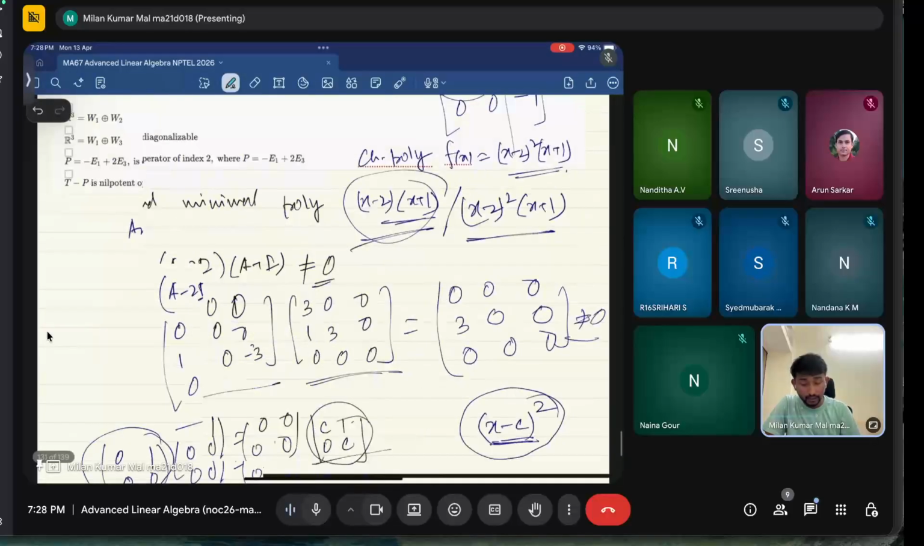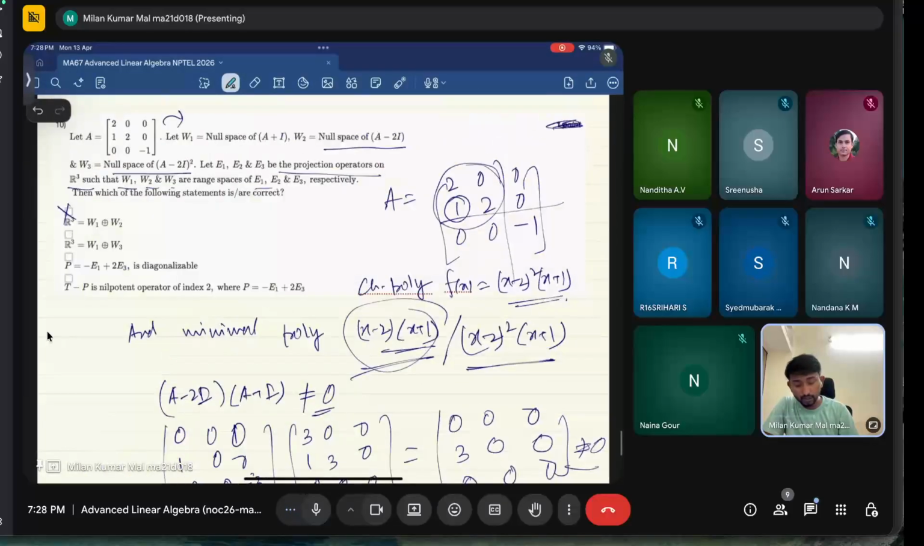So that means this option is not correct. This option is correct, and it's clear that W2 is the eigenspace corresponding to the eigenvalue 2, but that eigenspace is not enough to form the basis of the vector space V. If it were enough, then the matrix would have to be diagonalizable, but this matrix is not diagonalizable, this is for sure.